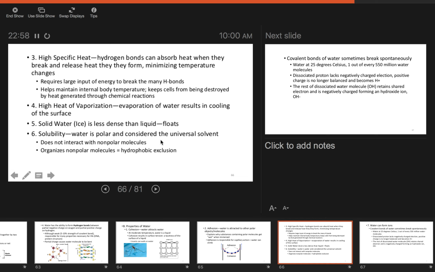Water is polar and considered the universal solvent. Give water enough time and it probably can dissolve everything. However, it does not interact with nonpolar molecules like fats, oils, waxes. But as a result, water can help organize nonpolar molecules, and we call this hydrophobic exclusion. And maybe this is why cells tend to be spherical in shape, because our plasma membrane is made up of hydrophobic molecules, and they don't like water, so they tend to hang out with each other and form spheres.